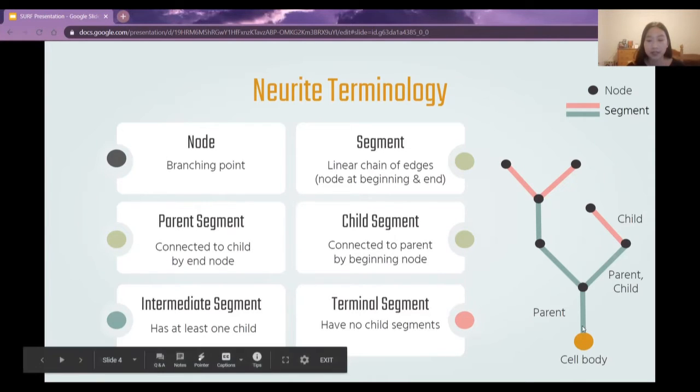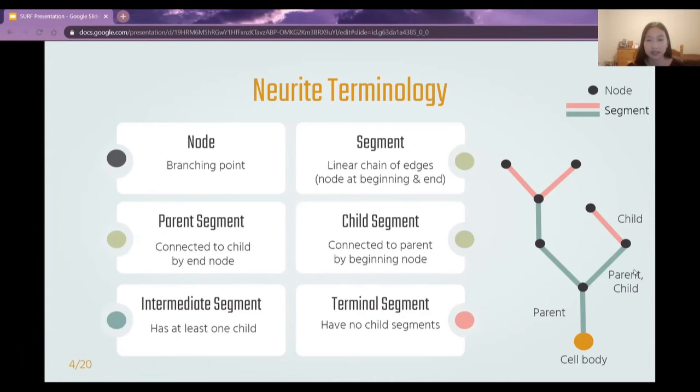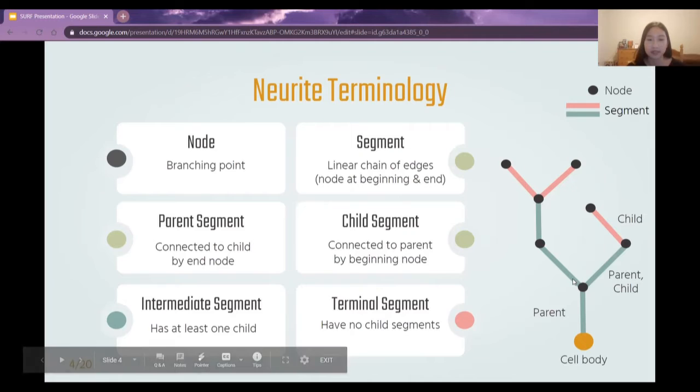So some segments are only parent segments, some are only child, and some segments can be parent and child segments. Intermediate segments are any segments that have at least one child, and terminal segments are segments without any children. As you can see here, in red we have the terminal segments, and in blue we have the intermediate segments in this example.